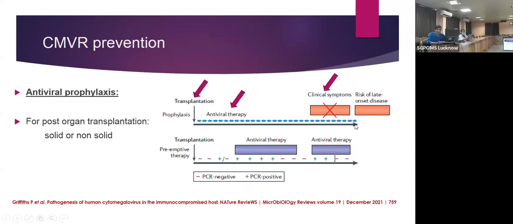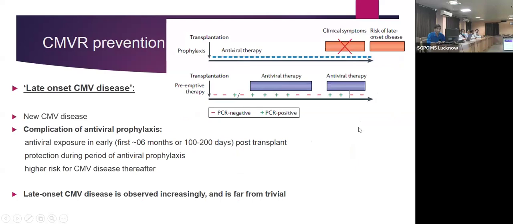But as soon as this antiviral prophylaxis stops, when immunosuppression has gone down and we think the CMV risk has decreased, the risk of late onset disease starts. Even when immunosuppression is not so intense, once antiviral prophylaxis is stopped, CMV becomes active and CMV disease happens. This is the new subset of disease, a complication of antiviral prophylaxis that we have seen.